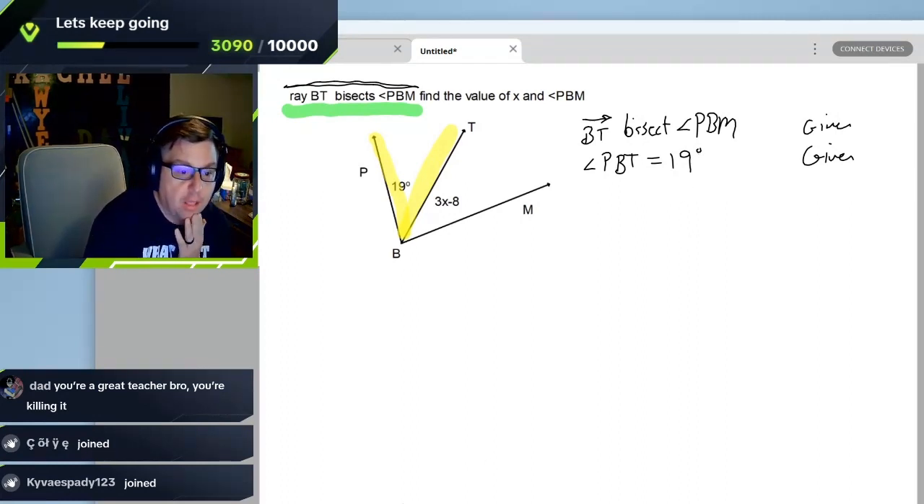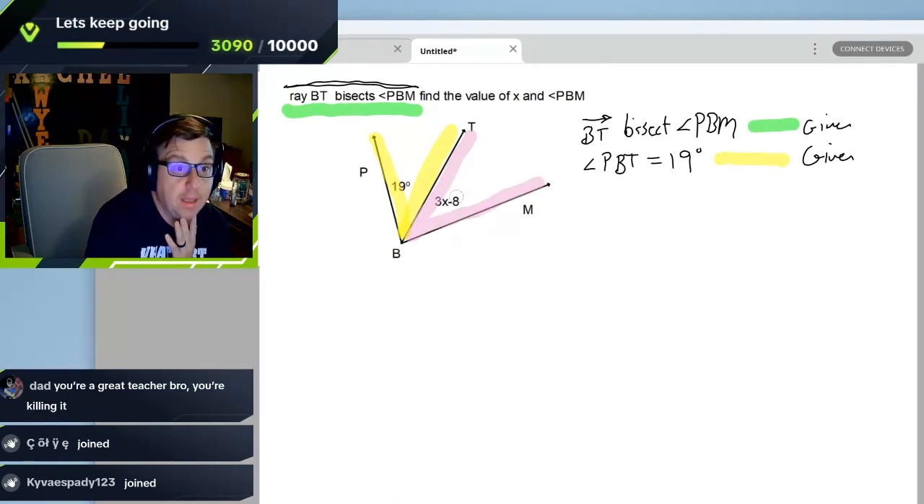So we have the yellow. So we did the green. So I want to highlight this. We did ray BT bisects. We know that's given information. Now we did the yellow angle. We said angle PBT is 19. That's also given information. Now let's go to the pink and we see TBM.